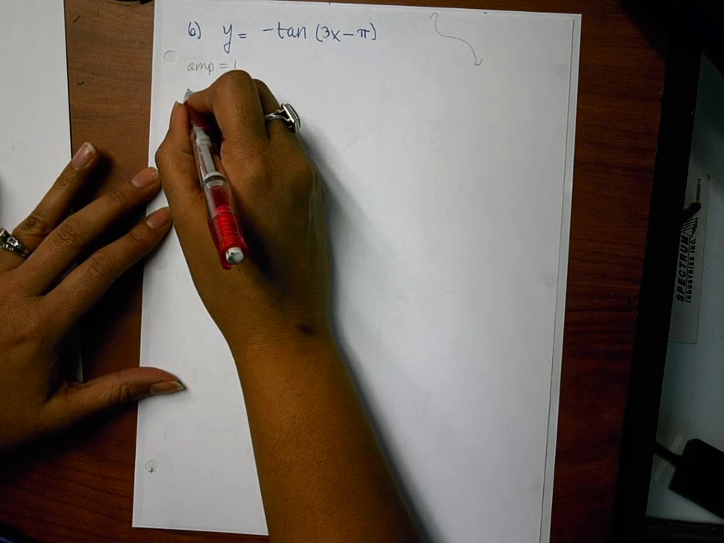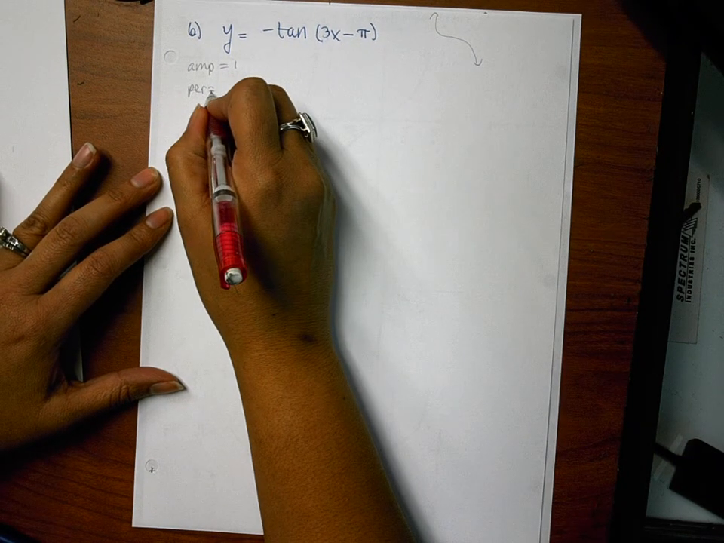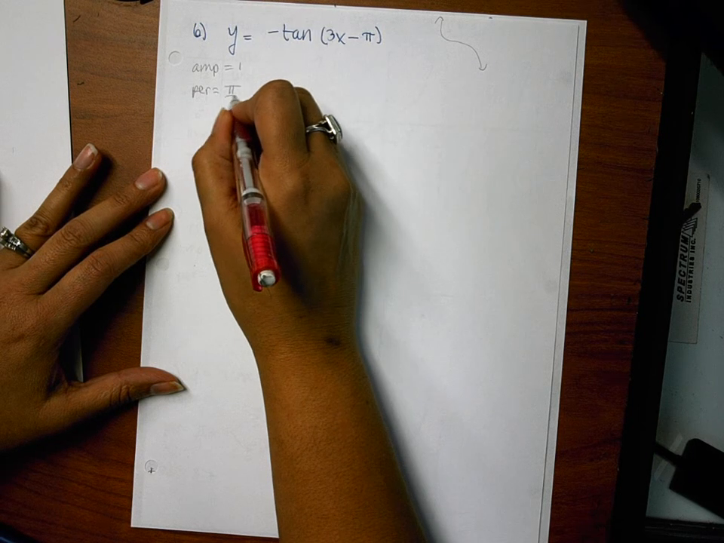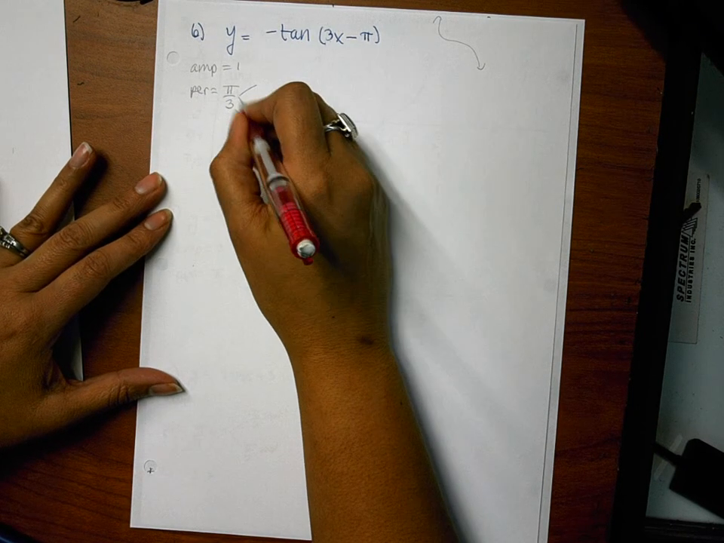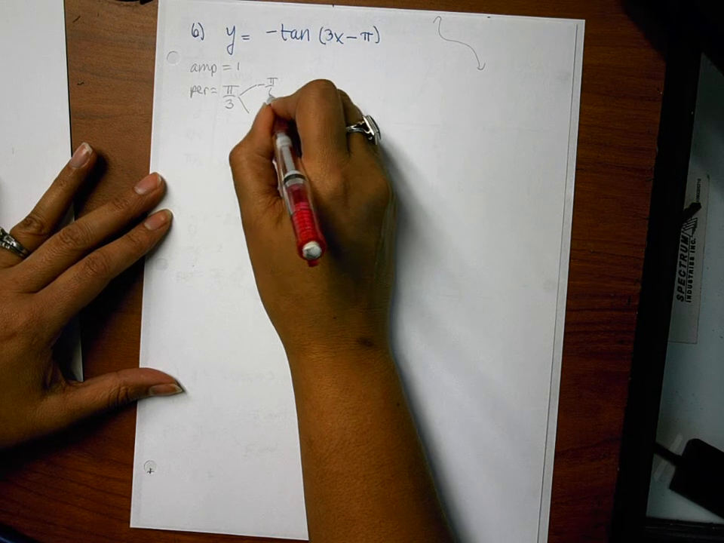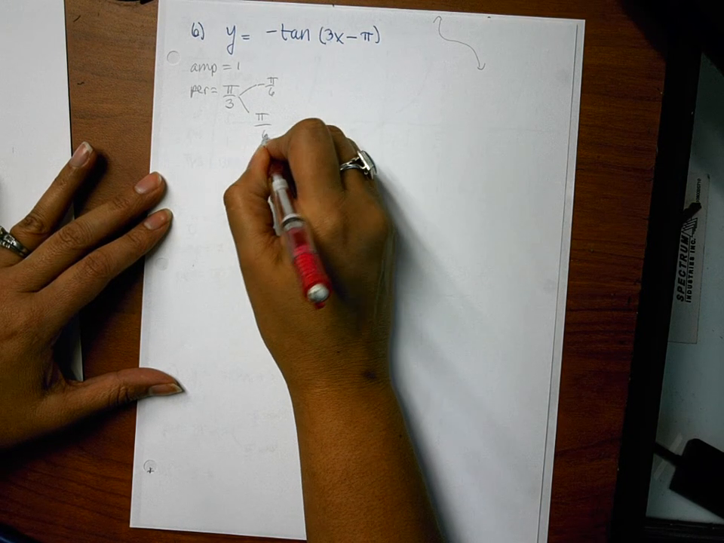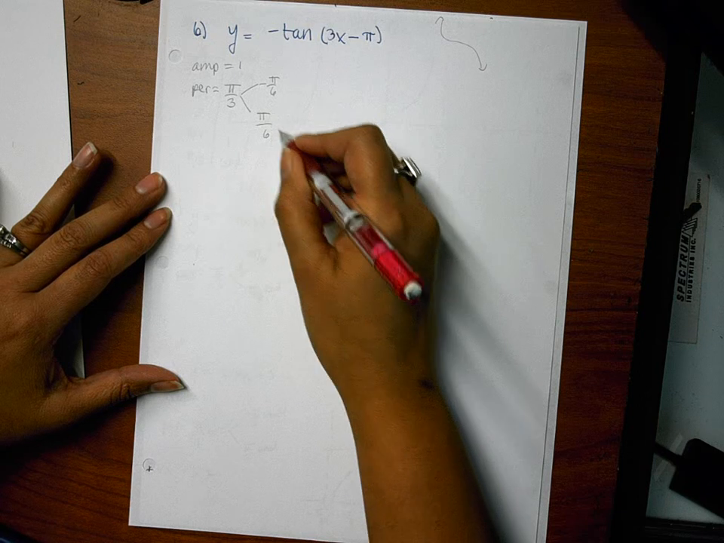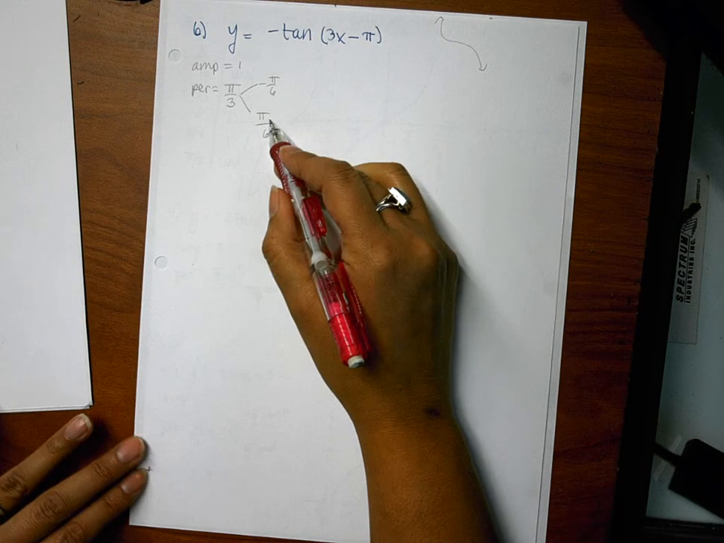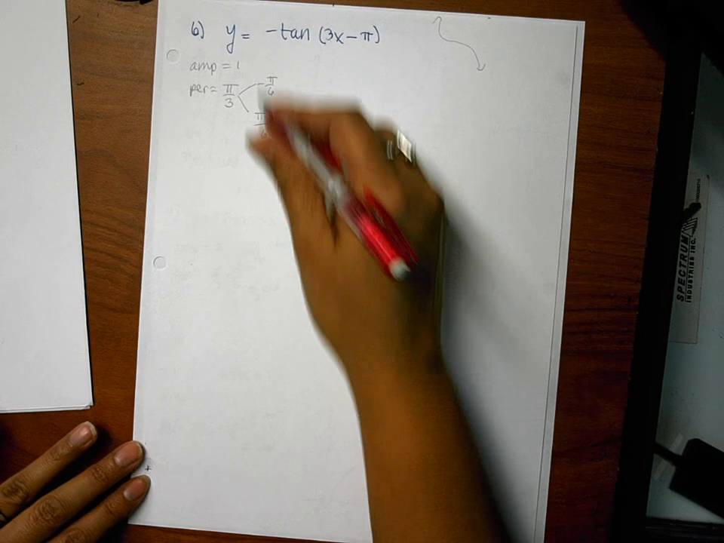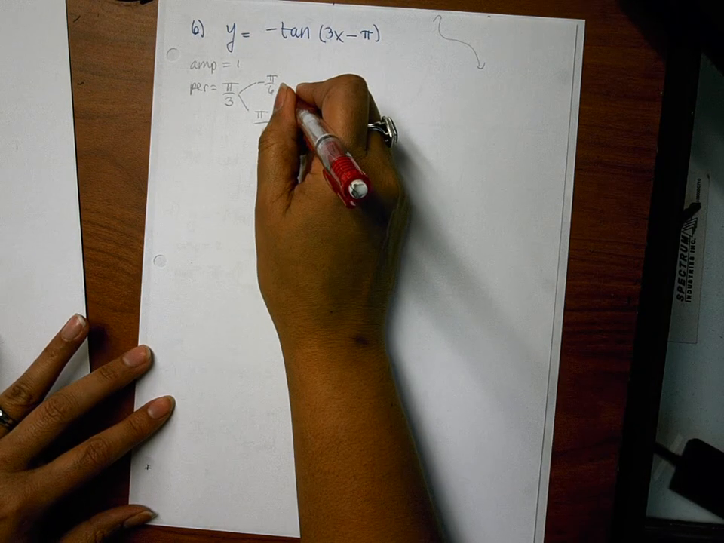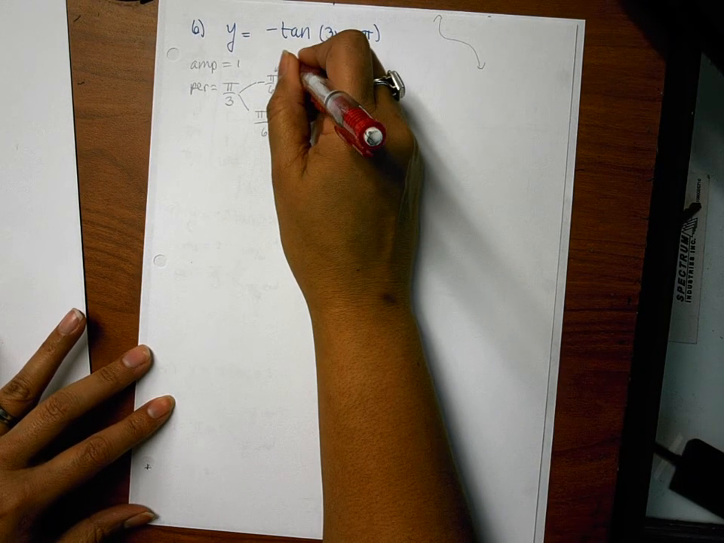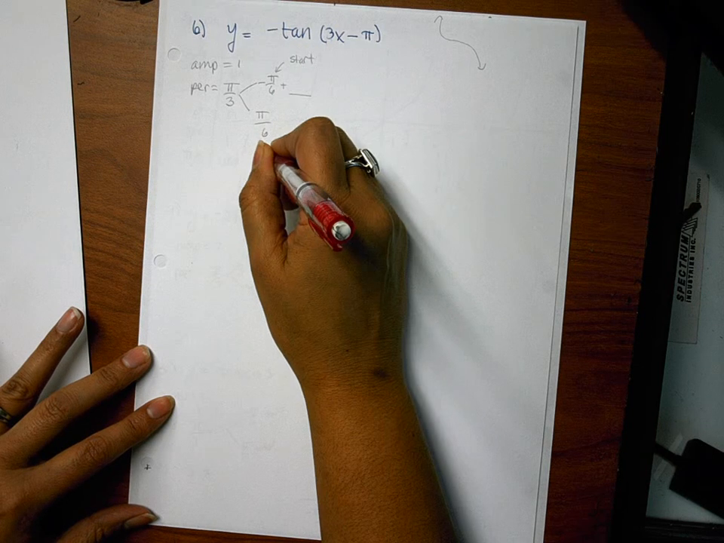Period is not 2 pi over 3, but pi over 3. And you cut it in half, and you get negative pi over 6 and positive pi over 6. If you multiply this by 1/2, that's what you would get, pi over 6. And I do positive and negative because it's split. Tangents always split. Now here's the tricky part. That's my start, and this is my end.